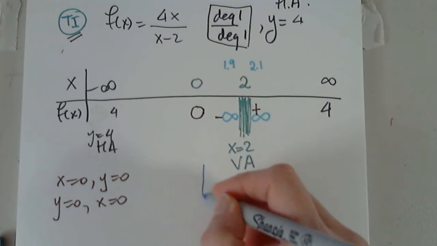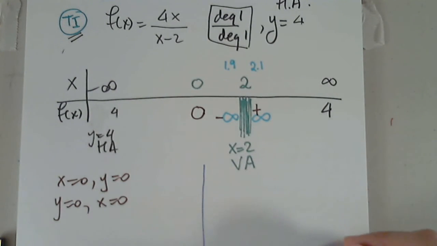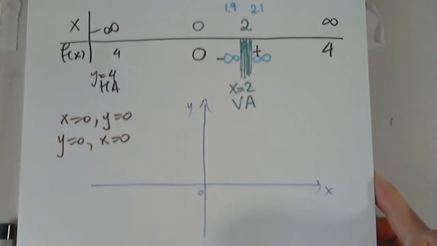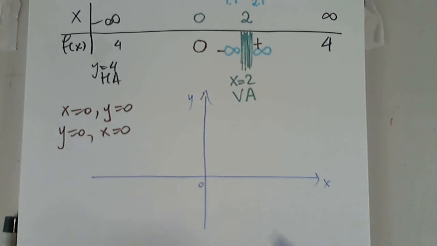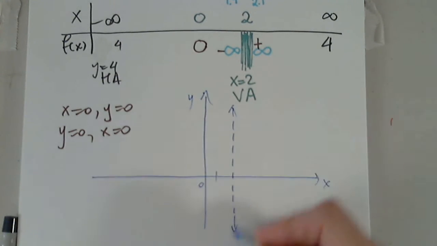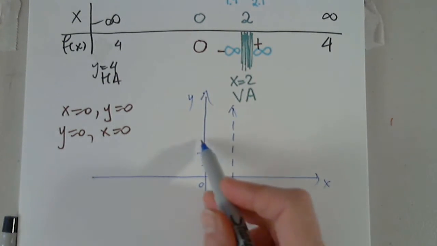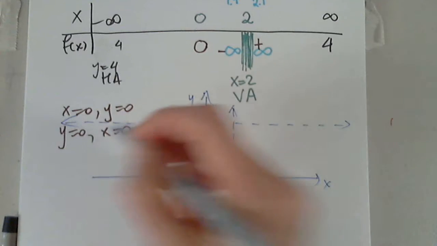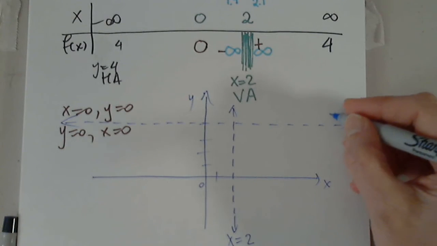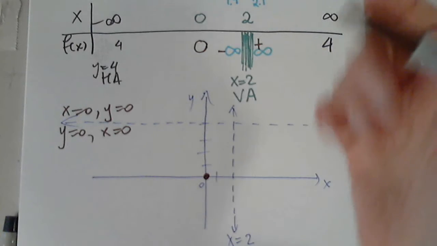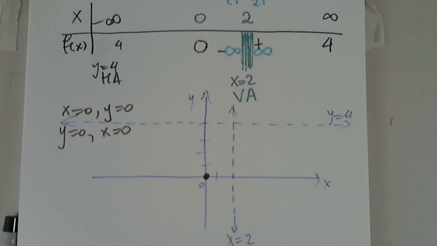So let's graph it. Yes, you can find as many ordered pairs as you want, but I'm ready to graph. When I graph a function with asymptotes, I have to start by graphing the asymptotes. It's a must. This function has at 2 a vertical asymptote, and it has at 4 a horizontal asymptote. Now I'm ready to plot. I have the origin.